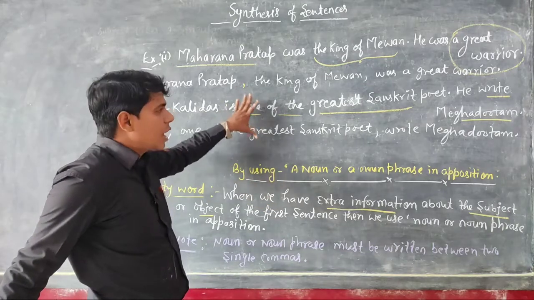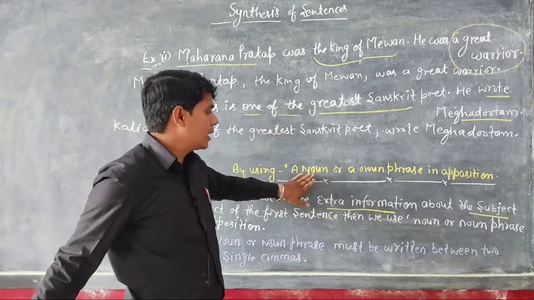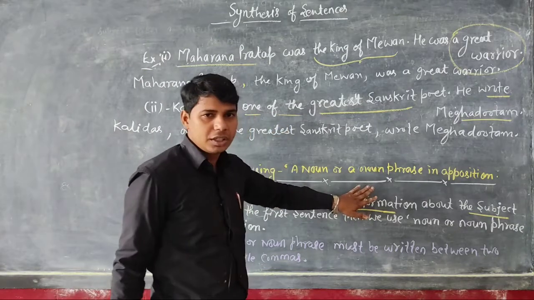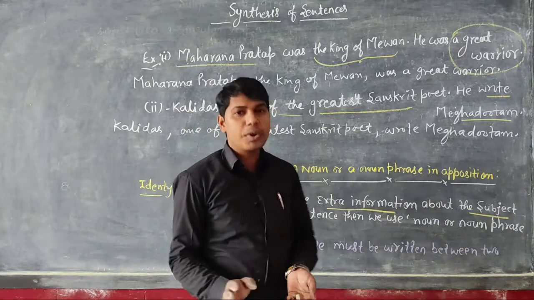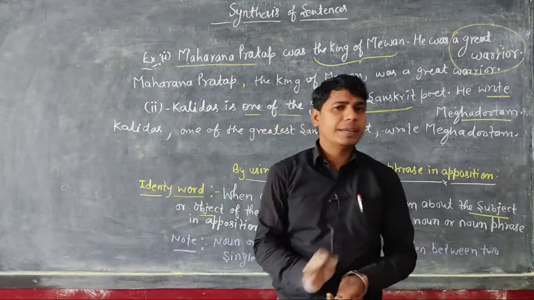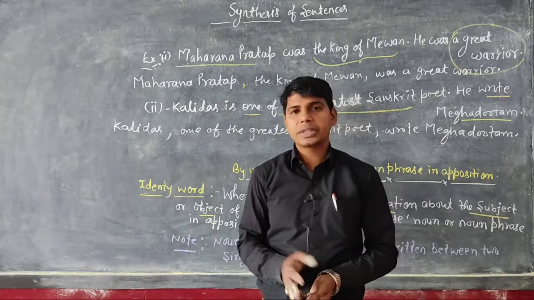Okay dear, I hope you have got my points very well. This is how we form a simple sentence by the use of a noun or a noun phrase in apposition. Is that clear? I hope you have got all these points very well. If you have any point or any problem, you can message me or call me.